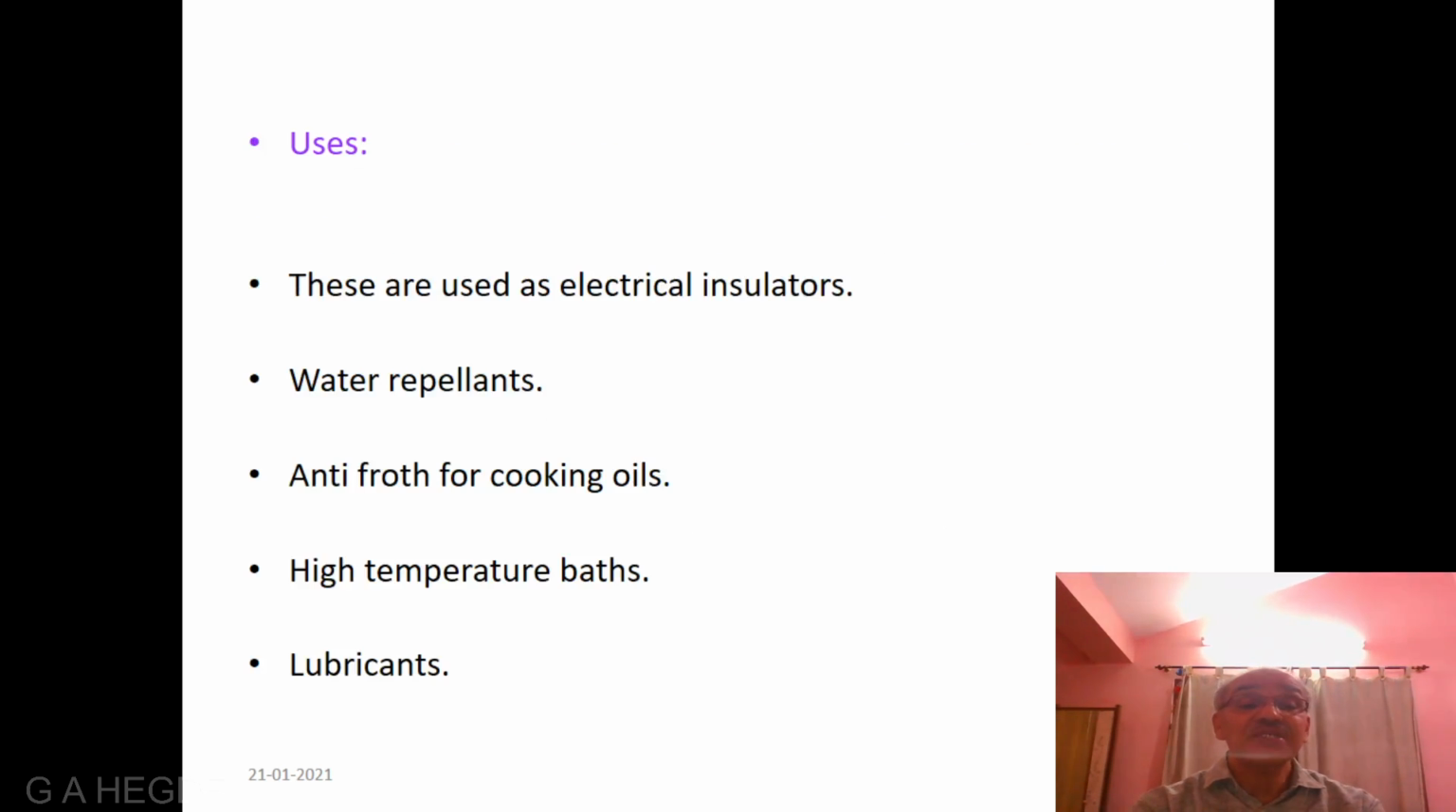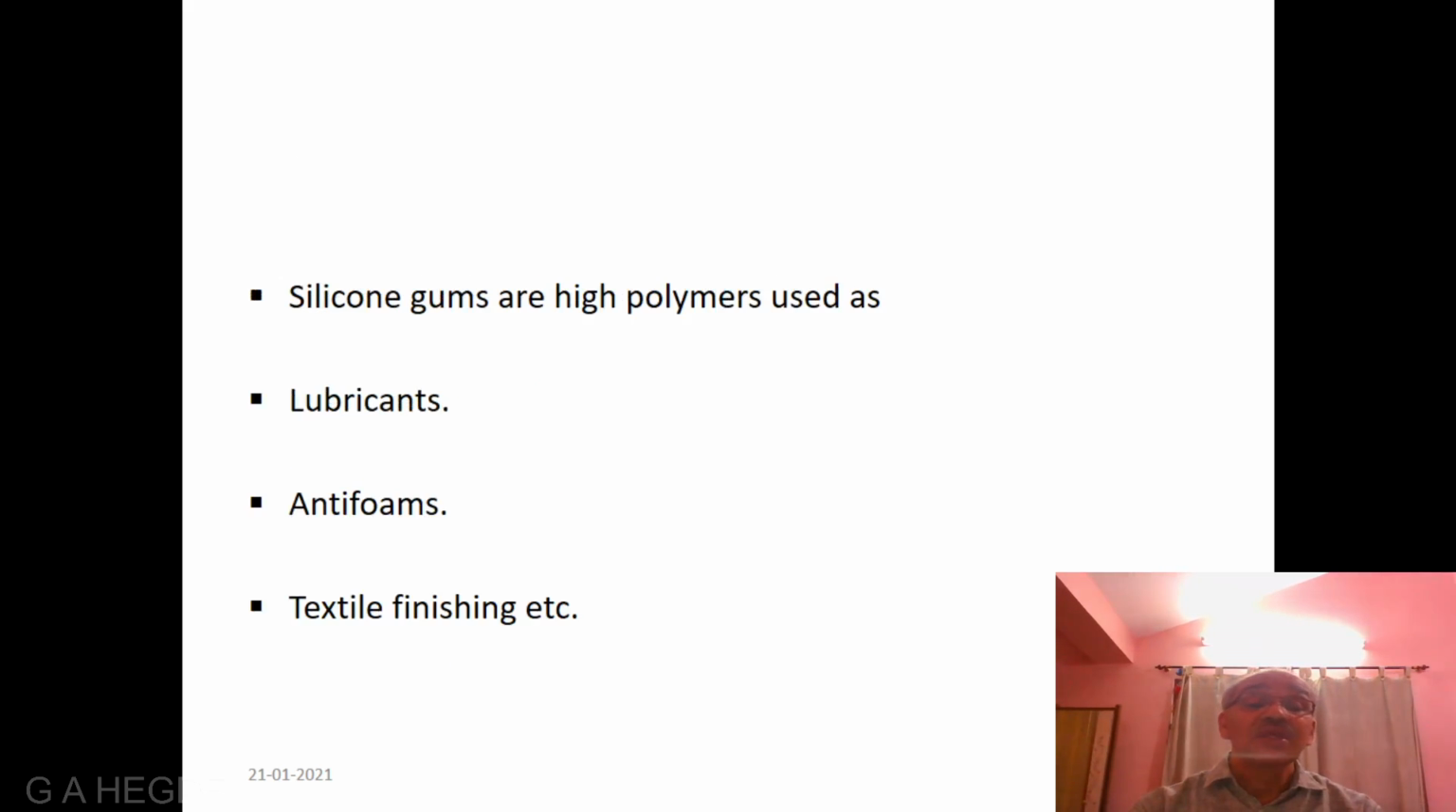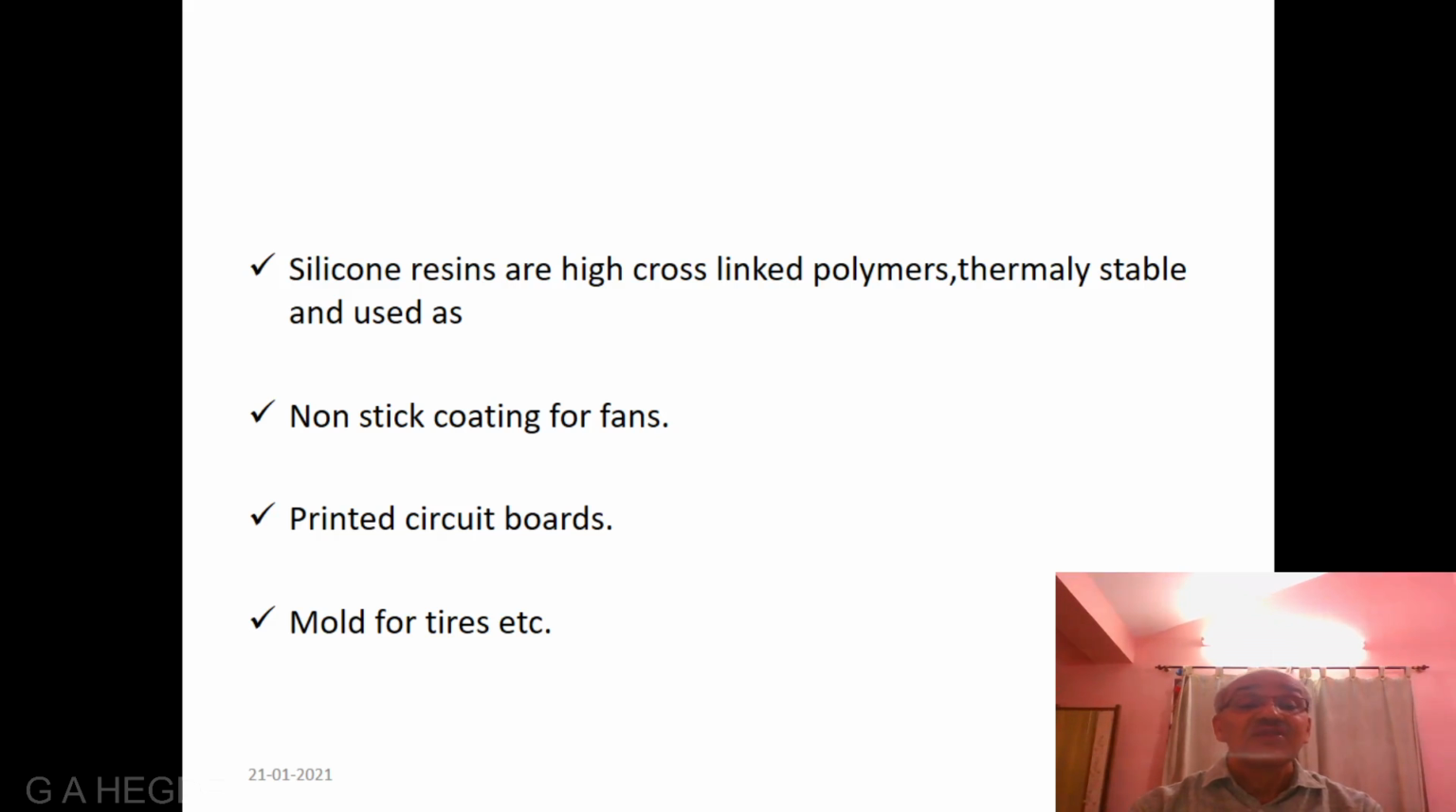Uses of silicone polymers: these are used as electrical insulators, water repellents, anti-froth for cooking oils, high temperature baths, lubricants, etc. And also the silicone gums are high polymers used as lubricants, anti-foams, textile finishing, etc. Silicone resins are highly cross-linked polymers, thermally stable and used as non-stick coating for pans, printed circuit boards, molds for tires, etc.